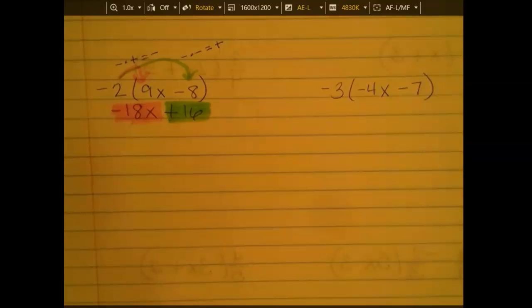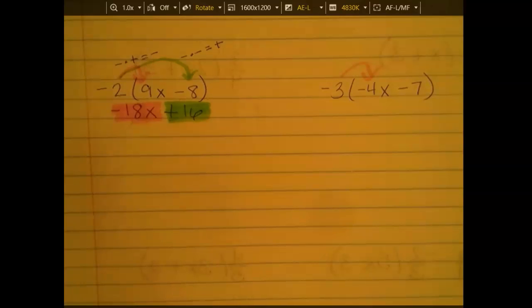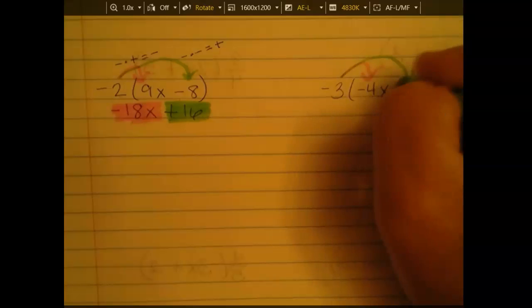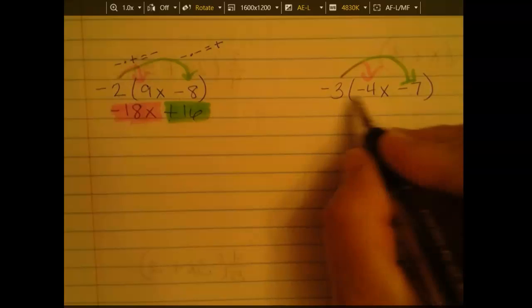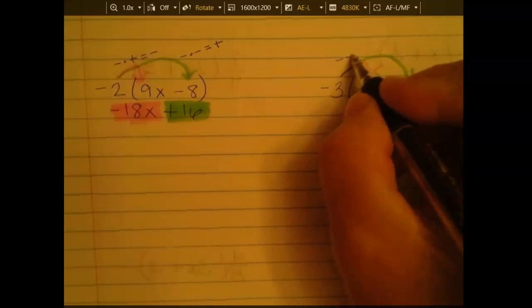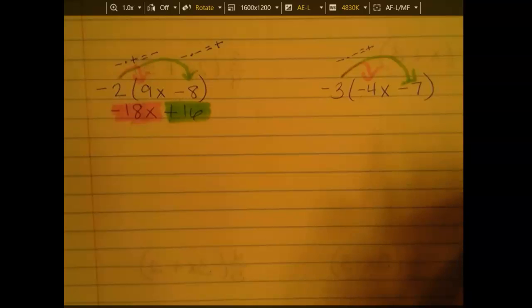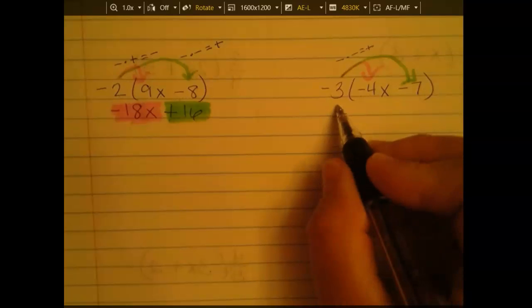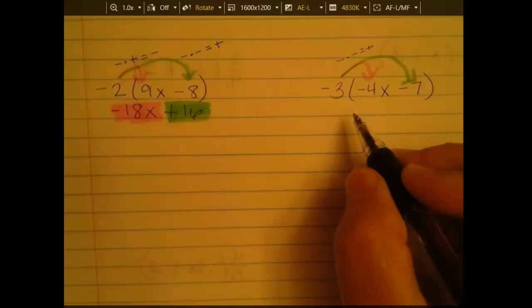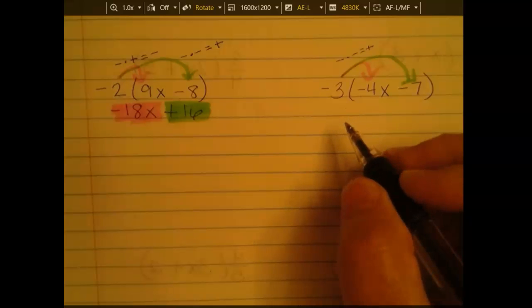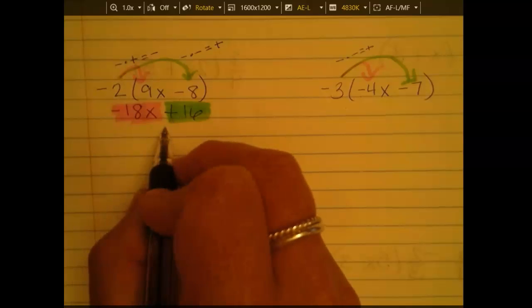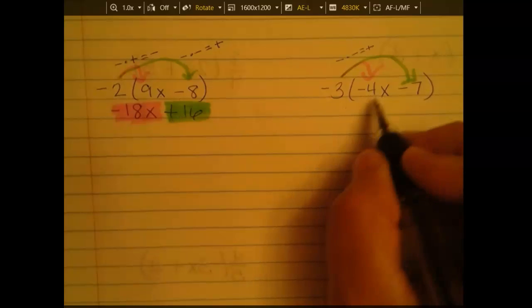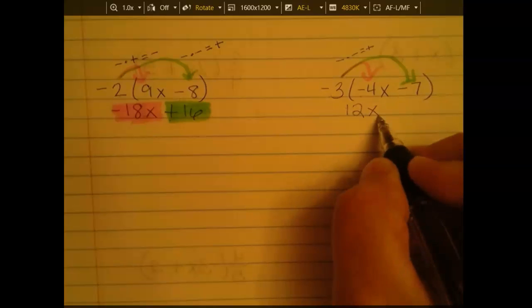Negative 3 times negative 4x is our first connection. Negative 3 times negative 7 is our second connection. So let's think it through. Negative times a negative for this first connection will give us a positive answer because they're the same. So do I have to write a plus here? I can. It will not make it wrong. Most of the time, positive numbers don't have a positive in front unless the positive is the operation like that one. Okay, so 3 times 4 is 12, and the x will attach.